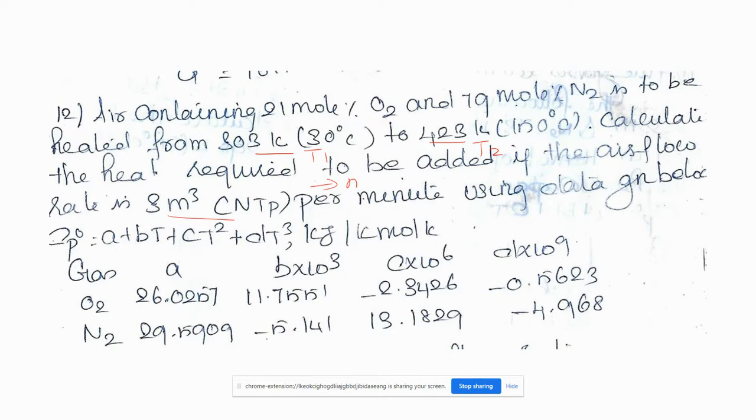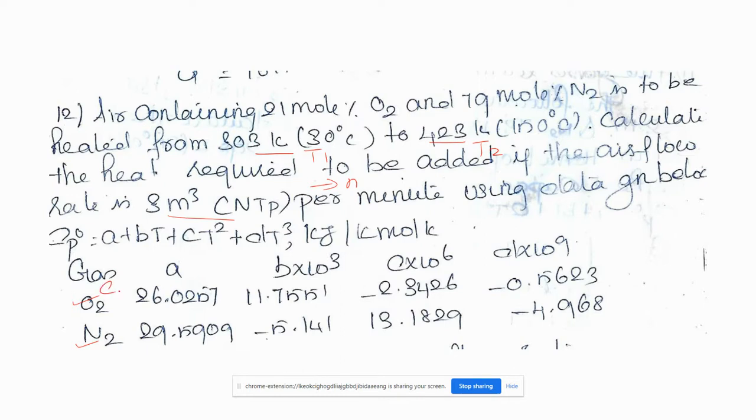Using the data below, two gases, O2 and N2, are given. So here the N value is different. That is 3 meter cube NTP per minute. Usually we get it in kilomole per hour or kilomole per second, but here it is given with respect to volume. We will convert that later.